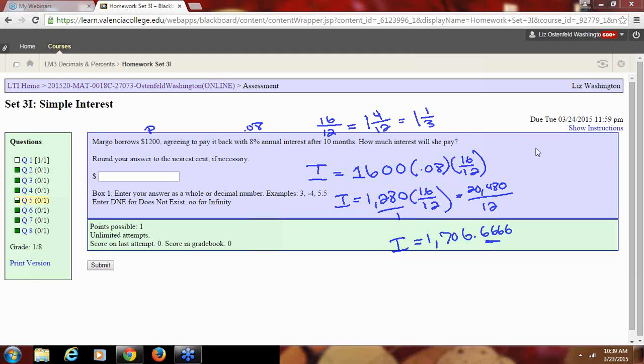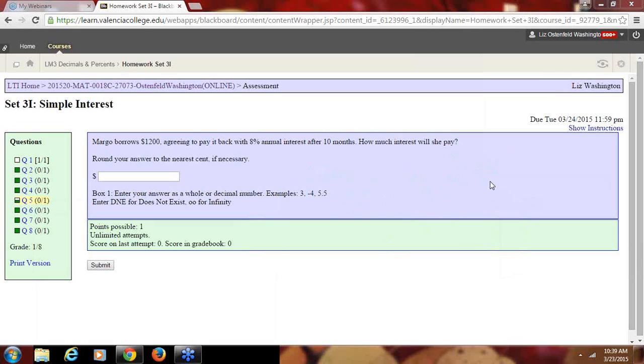Alright, let's see. Let me clear this one. She borrows $1,200, pays it back with 0.8% for 10 months. So I'd write 10 over 12. How much interest will she pay? Round your answer to the nearest cent.